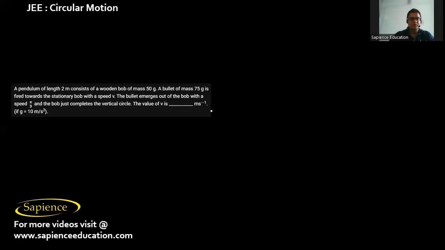It is told that a pendulum of length 2 meter consists of a wooden bob of mass 50 gram. There is a pendulum of length L, where L is 2 meter. It consists of a wooden bob of mass m, where m is 50 gram. 50 gram means 0.05 kg.